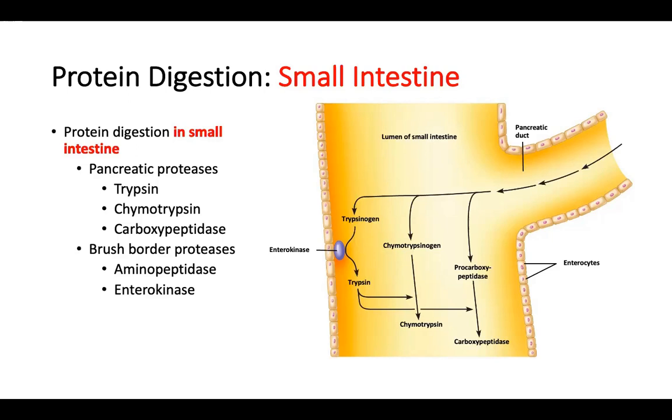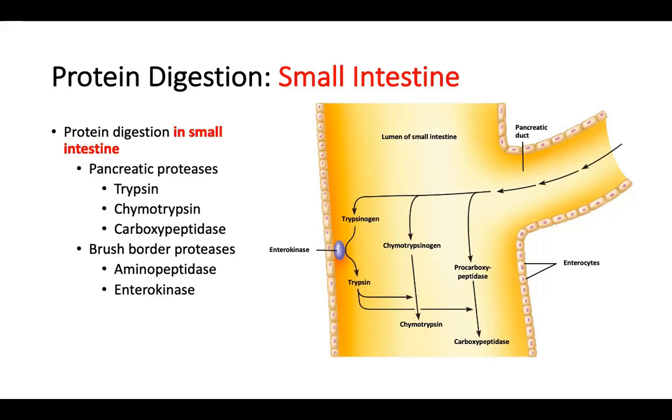So we've got the aminopeptidase and enterokinase. These are the brush border enzymes. So these are enzymes that are along the cells, the enterocytes, the cells that line the duodenum, and they will then activate the first inactive form of trypsinogen to trypsin. And from there, trypsin will activate the others.